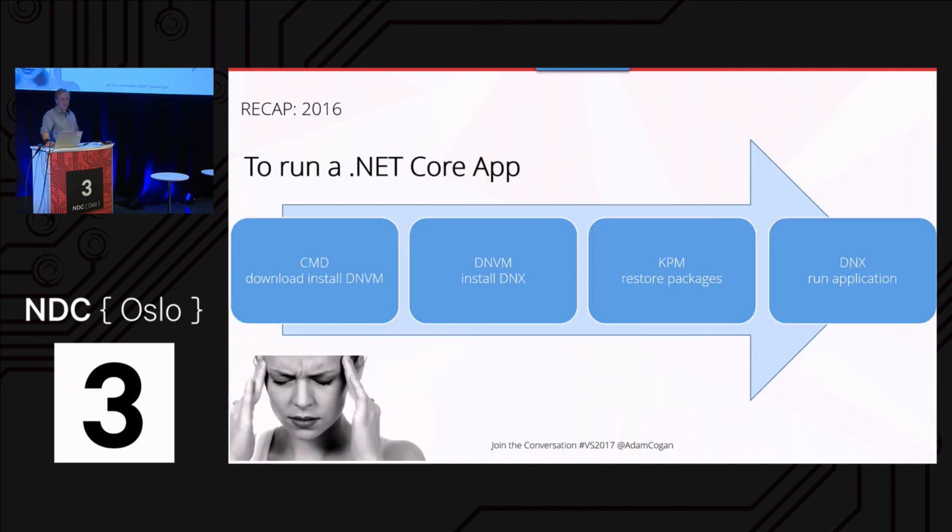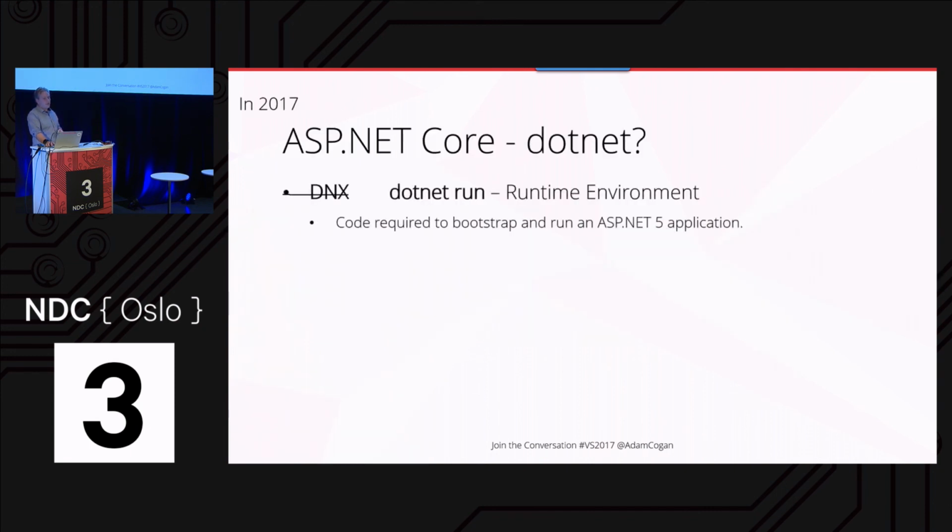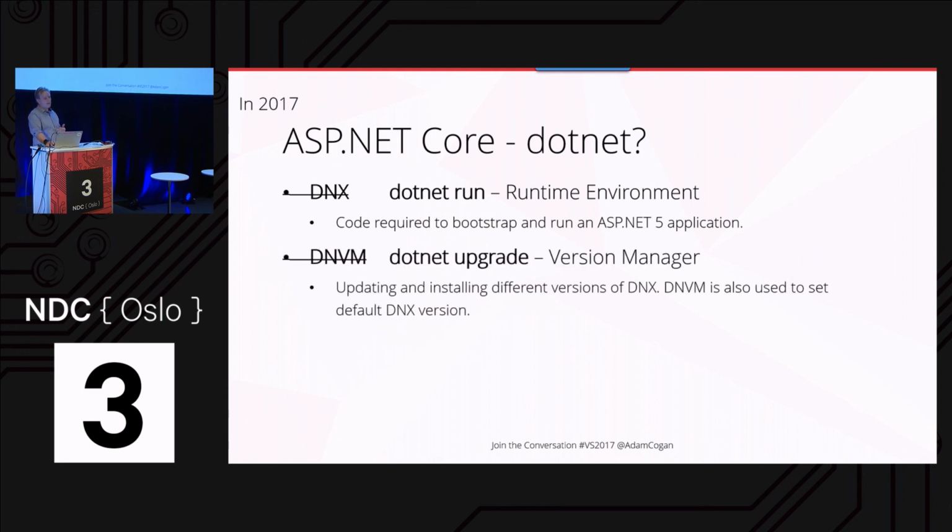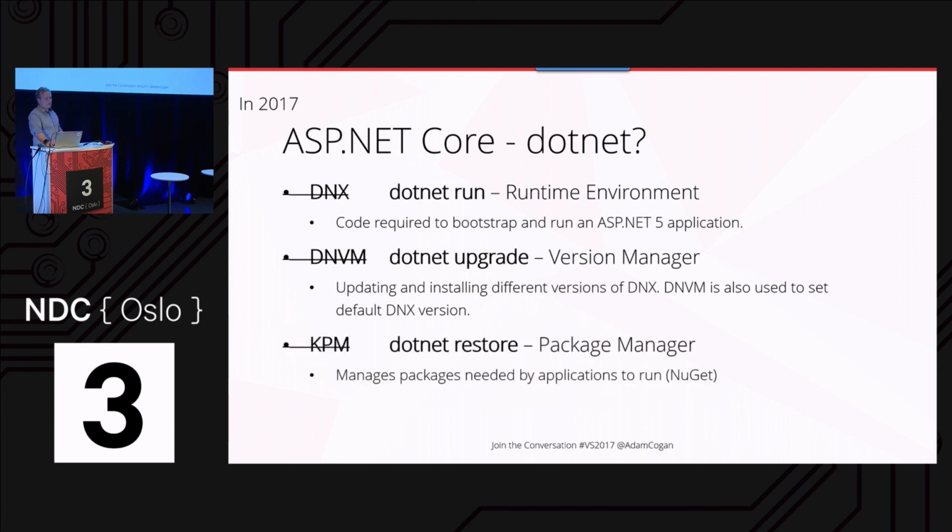And the way it would work is you'd come here, you would download the DNVM, you would install the DNX, you would restore the KPM, and then we would use DNX to run the app. Okay, so that's been renamed. So we now have DNX is now .NET Run. DNVM is .NET Upgrade. Isn't this simpler? And KPM is .NET Restore.